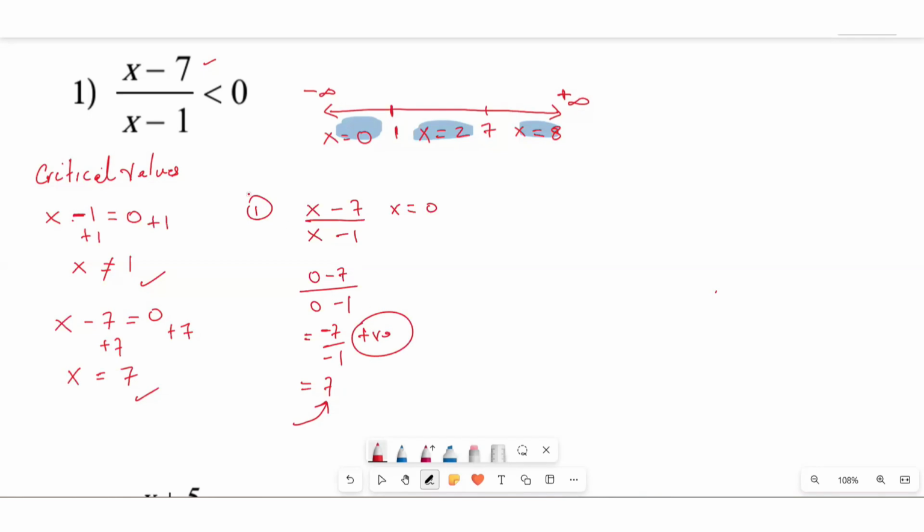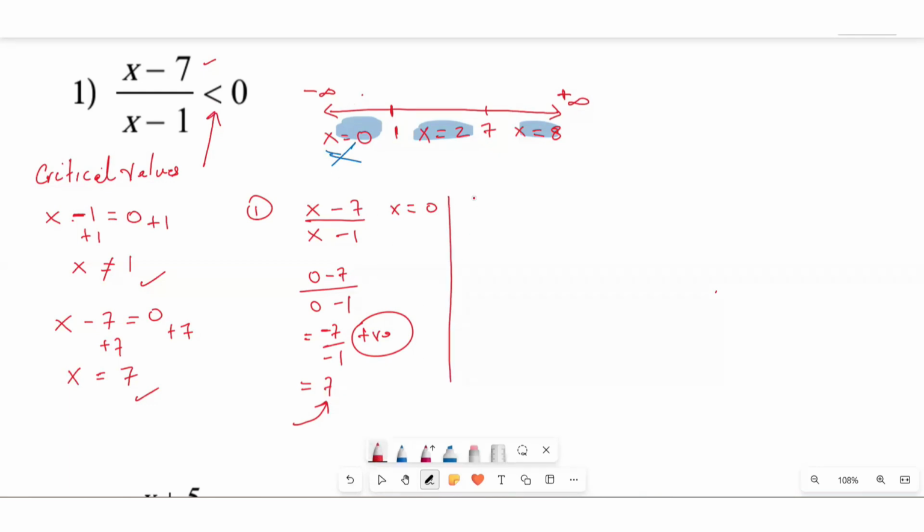Because it's positive, we know that 0 failed, meaning we're looking for a number that is less than 0. That means it has to be negative. So this is not the region that we're looking for. That's not going to work. We could mark an X here to say this is not going to work. Now let's go to the next region.